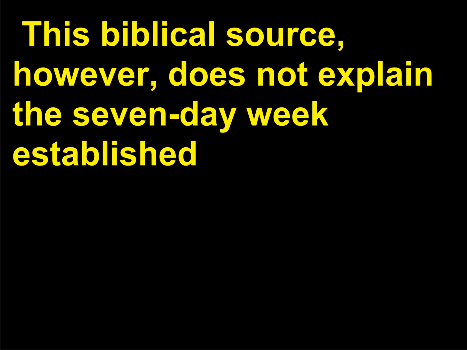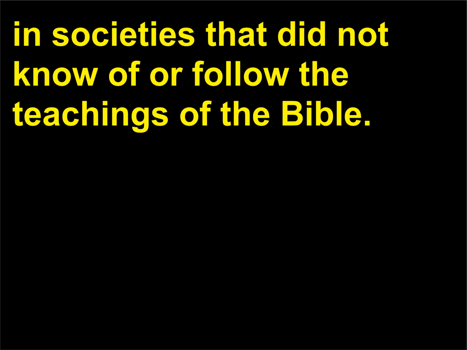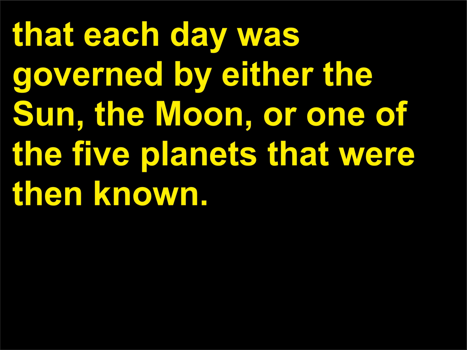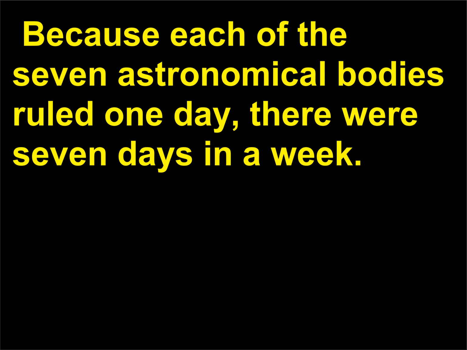This biblical source, however, does not explain the 7-day week established in societies that did not know of or follow the teachings of the Bible. One widely held theory explains that in ancient times, many civilizations all over the world believed that each day was governed by either the sun, the moon, or one of the 5 planets that were then known. Because each of the 7 astronomical bodies ruled one day, there were 7 days in a week.